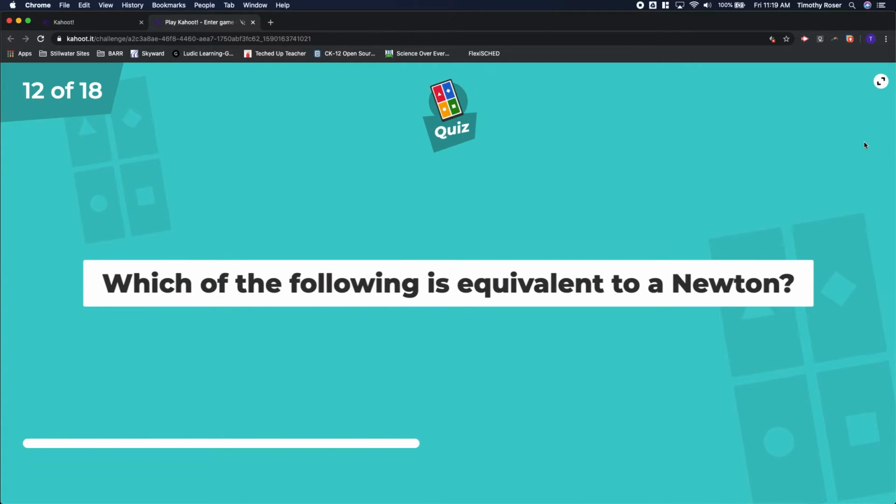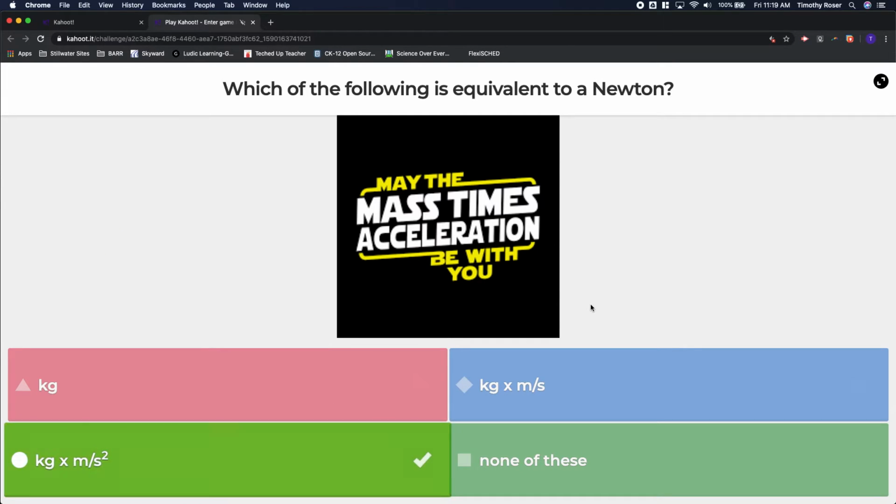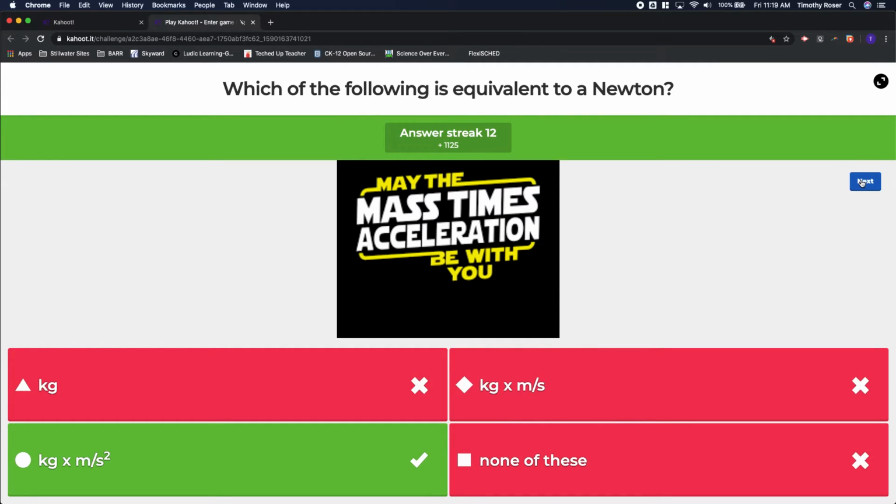All right, next. Which of the following is equivalent to a Newton? All right, this is Newton's second law. Newtons measure force, so force equals mass times acceleration. So we look at this, all these have mass, but this is mass times velocity. Kilograms times meters per second squared is mass times acceleration. So that is going to be your Newton.